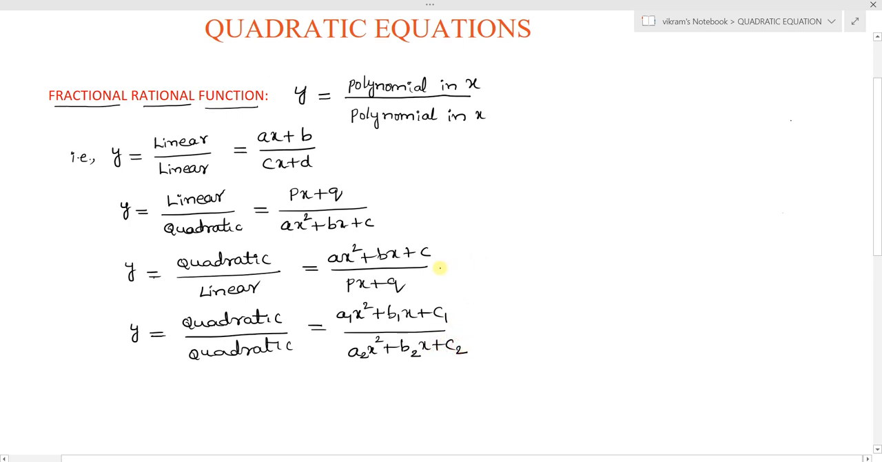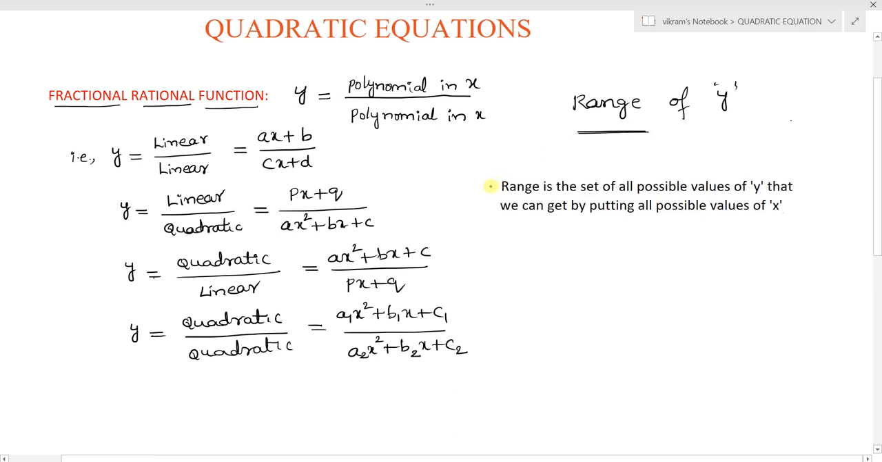So these types of functions are called fractional rational functions. And what are the uses of these functions? These functions are used to find the range of the function, where we consider the range of y. And what is the range of a function? The range is nothing but the set of all possible values of y.